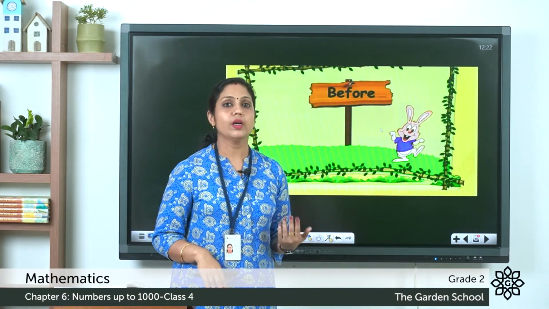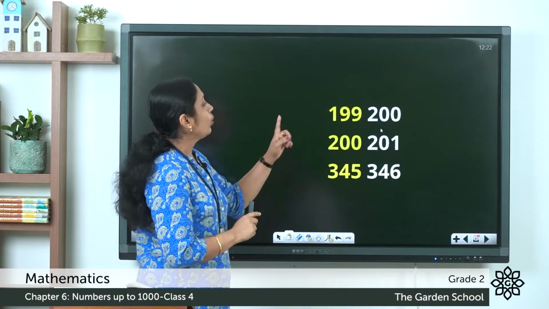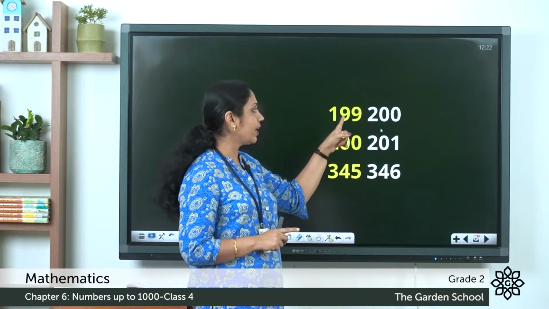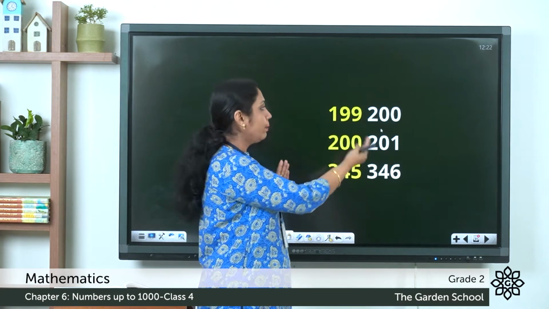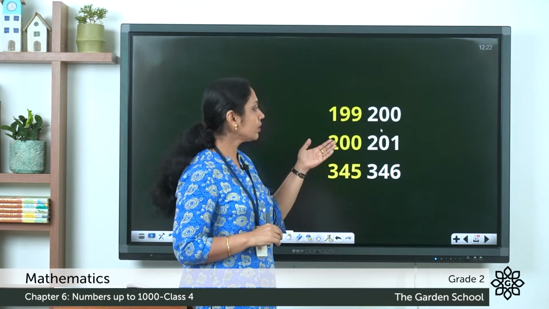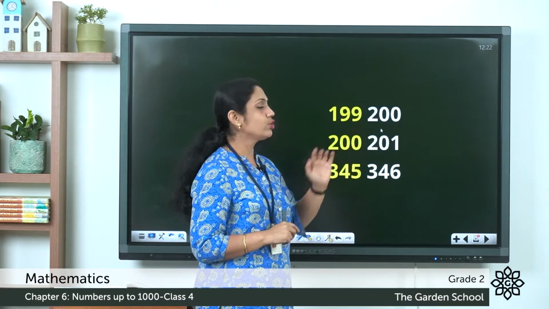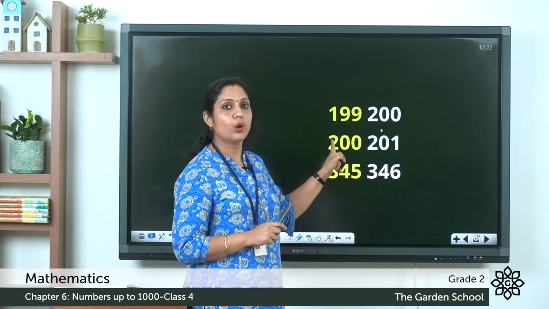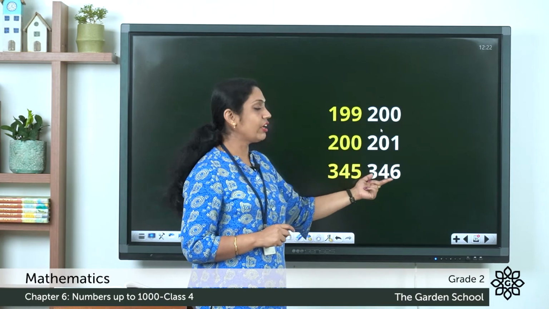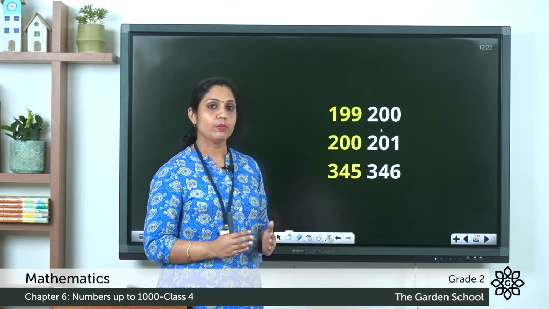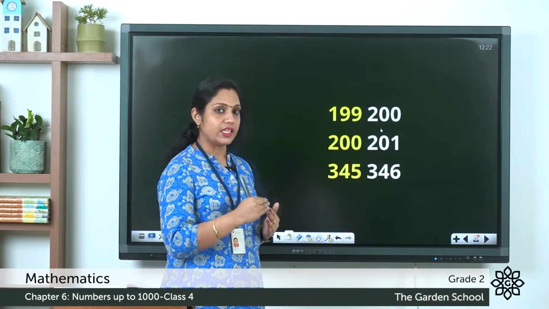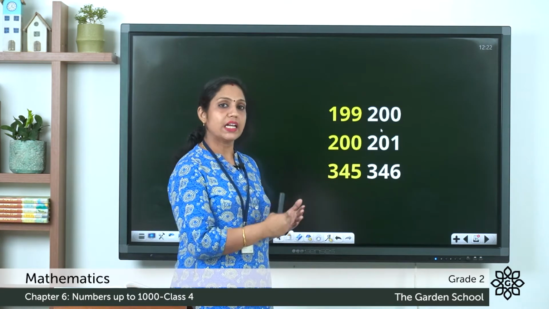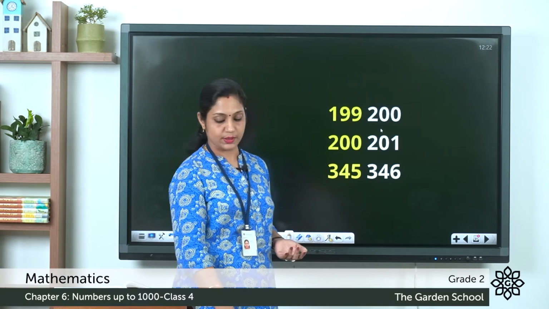Now let's check the number before. Here we have 199 and 200. We can say that the number 199 comes before 200. And here we have 200 and 201. So the number 200 comes before 201. The numbers 345, 346. Which number comes before 346? It is 345. So we can say that the number 345 comes before 346.